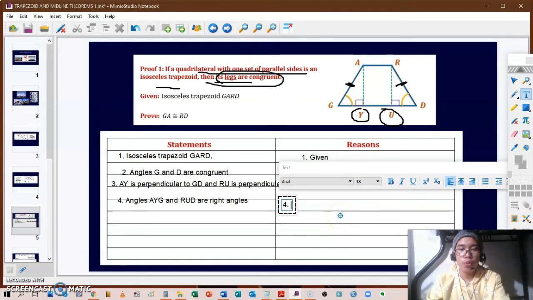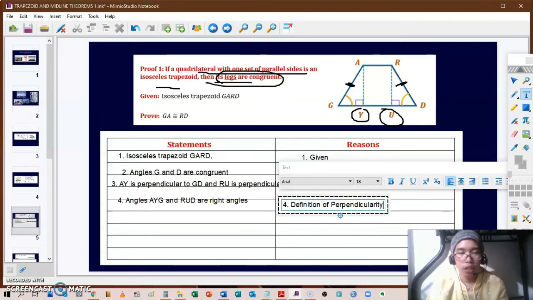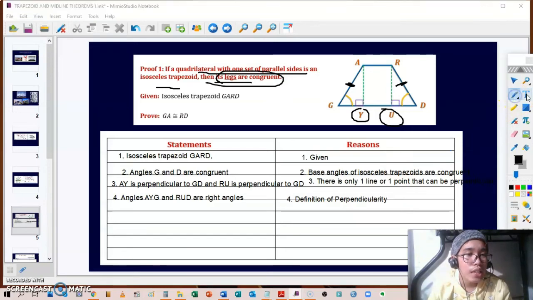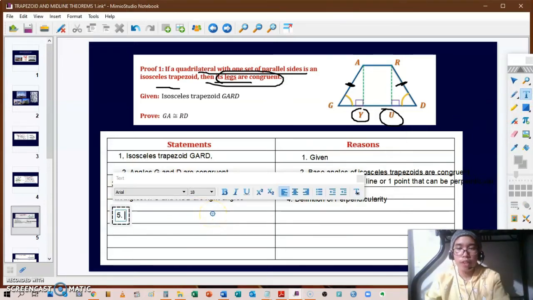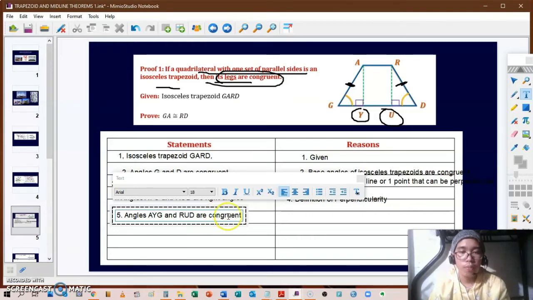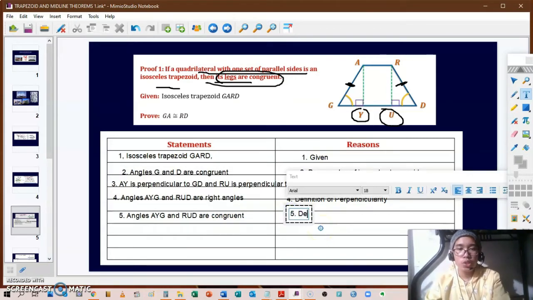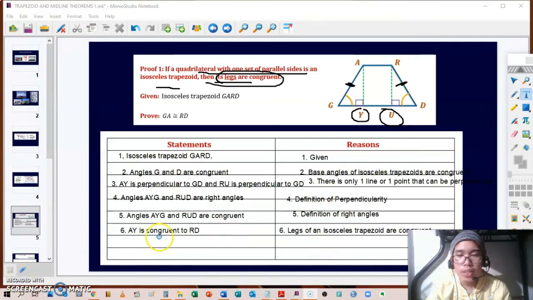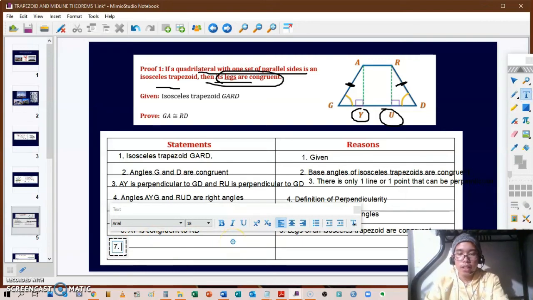So we can say here for number 4, definition of perpendicularity. Okay, so there you go. We have here number 4. And for number 5, we can say that angles AYG and RUD are congruent because of the definition of right angles. Okay, then we can say here for number 7 that AY is congruent to RU.